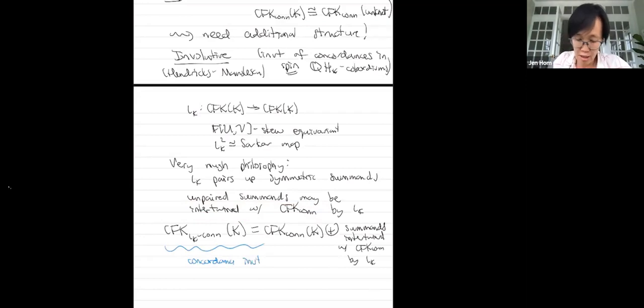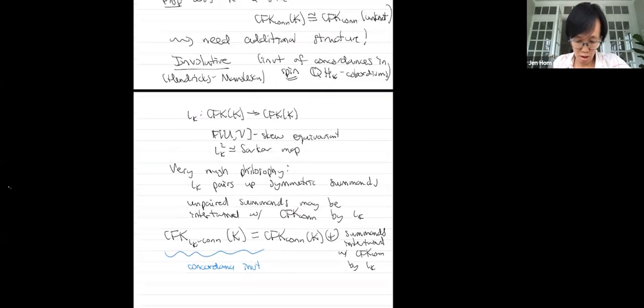It's an invariant of concordances and spin rational homology concordance, since it depends on an involutive. Okay, so this is the very rough philosophy. Now let's make this more rigorous. To make it more rigorous, I'm going to scroll up.